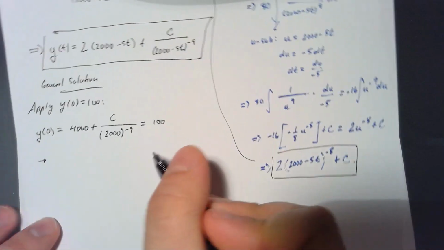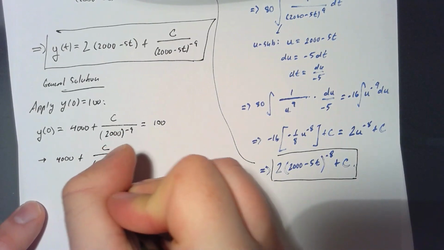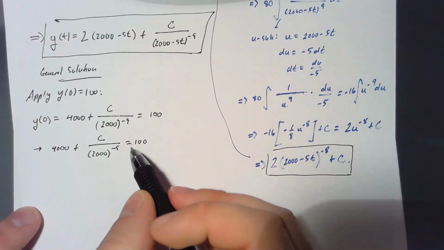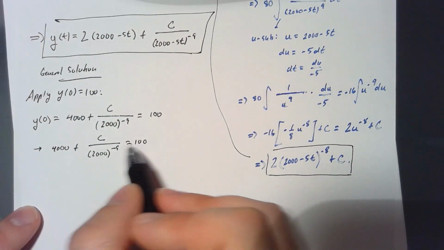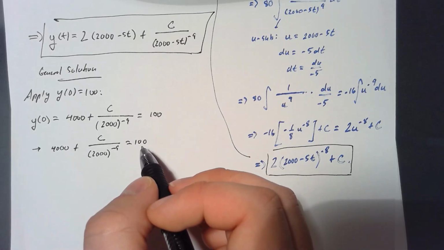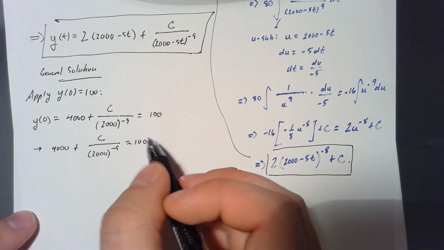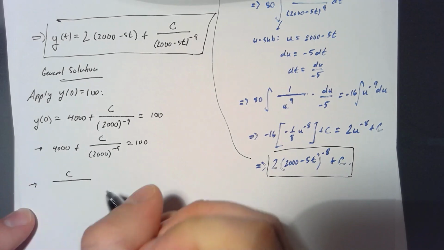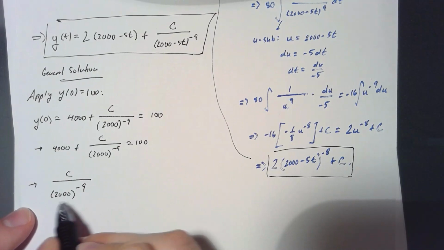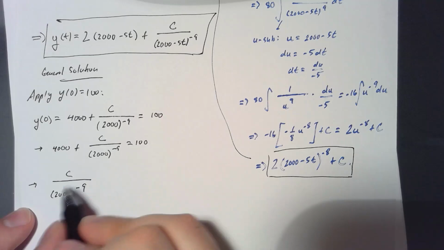So now when you solve that for c, you're going to have 4,000, right? So how do I subtract 100 from both sides? Or you could bring the 4,000 over here, it doesn't matter. I'll subtract the 4,000 from both sides. So you'll have c over 2,000 to the negative 9th power. I'm just keeping it this way because this is a very big number, right? 2,000, if you raise that to the 9th power, that's going to be big. So I'm just keeping it that way.